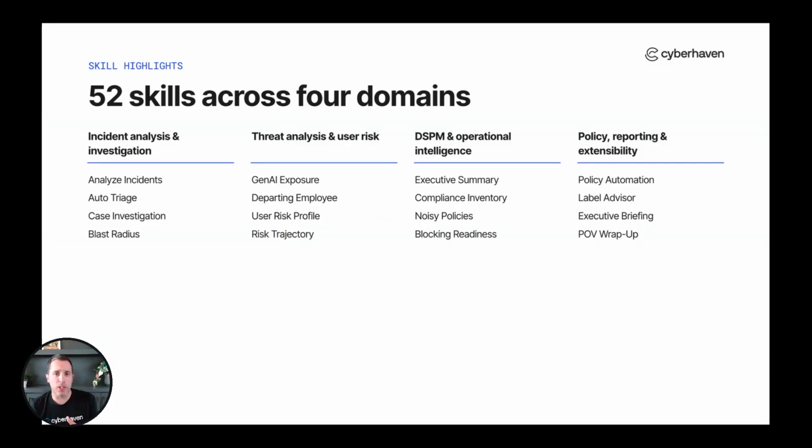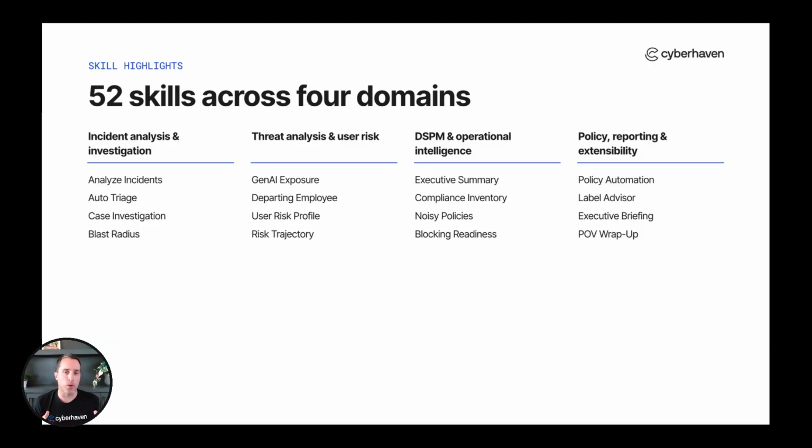With over 50 skills, I won't walk through each one individually, but it's worth getting a highlight of the ground they cover. They span more than a dozen categories, and together they track the whole arc of a security team's job. It starts with incident work and investigation: triage, case building, tracing the file across users, mapping the blast radius of an incident. Then they get into threat and user risk analysis, like Gen AI exposure, departing employees, who's trending riskier over time.